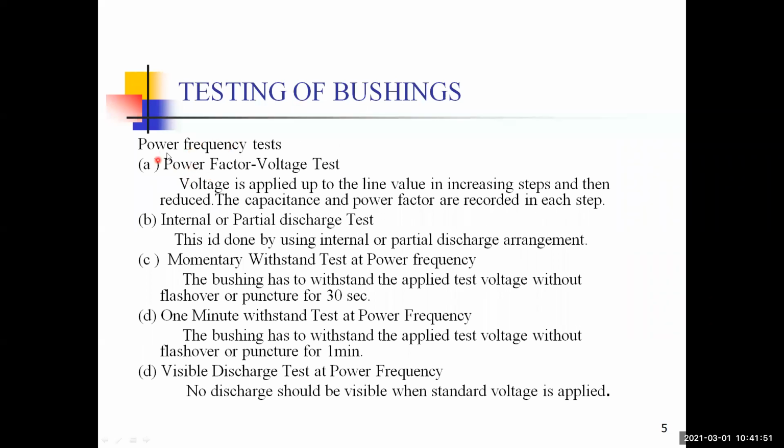So testing of bushings: the power frequency test, the power factor or voltage test. We have to check the insulator. Voltage is applied up to the line value in increasing steps and then reduced. We apply this much voltage, increasing, to the transformer bushings to see whether it is working properly or not. Then capacitance and power factor are recorded in each step. The power factor is also one of the main concepts in transformers.